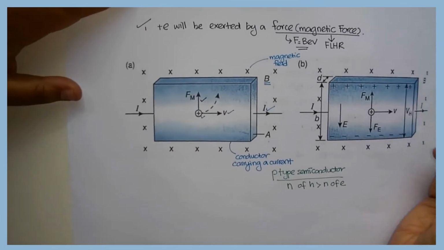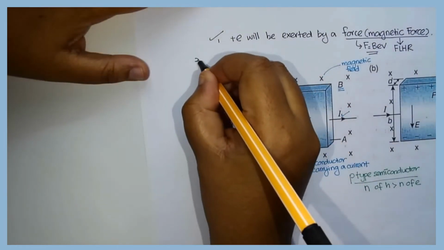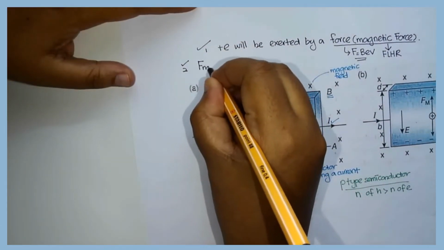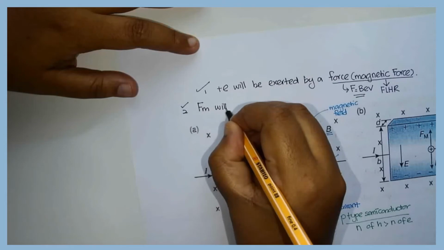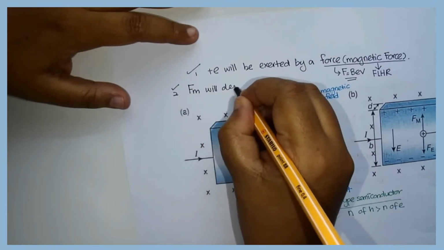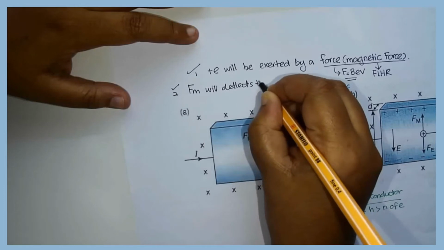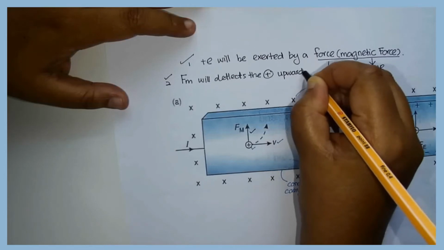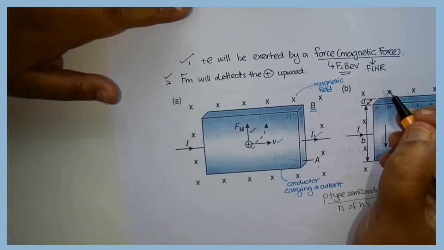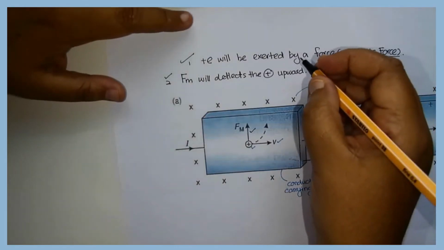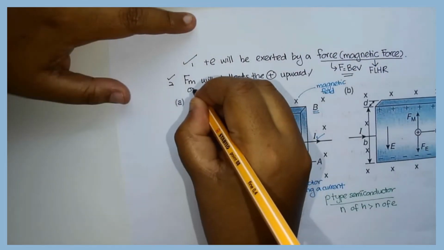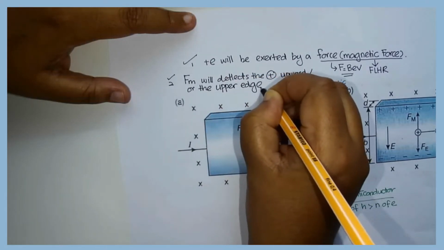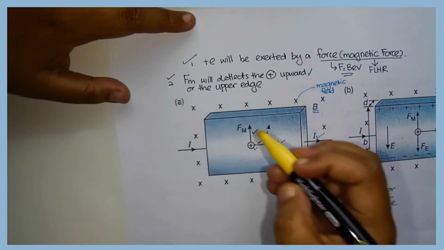So what I can say, number 2, I'm going to write here, number 2, I'll say that the magnetic force Fm will deflect the positive charge carriers upward, or to the upper edge. Upper edge means this edge. I'm talking about this edge here.